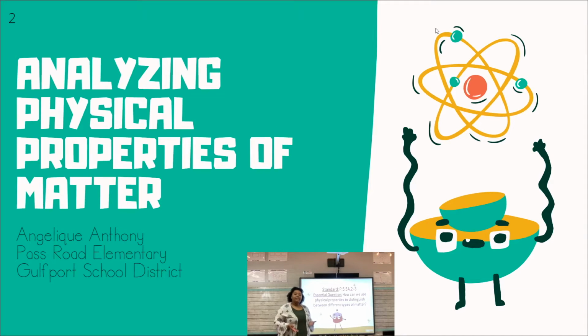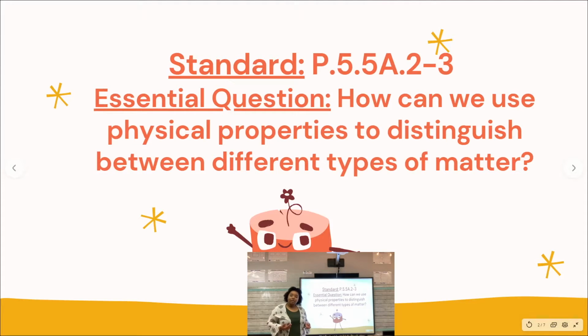Now before I get into any lesson, I always like to address my standards and my essential question. Remember, the essential question is what we want to keep in our minds and be able to answer at the end of the lesson. So my standards that we'll be going over today, P.5.5A.2-3, so 2 standards. And our essential question is how can we use physical properties to distinguish between different types of matter?